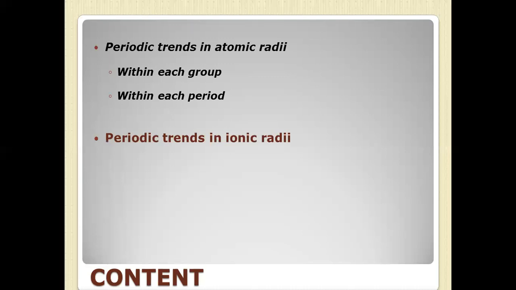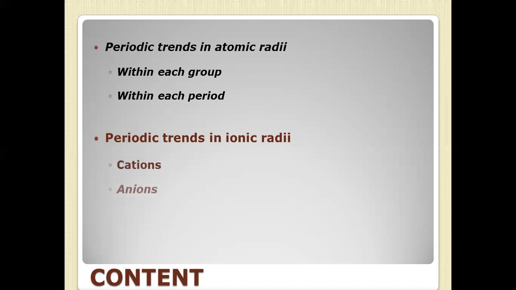Atom means the neutral atom. Ion means it can be either a cation or an anion. If it is losing an electron, that is a cation. If it is accepting an electron, that means it is an anion. So according to that, we are going to speak about how it shows the major trends in the periodic table.